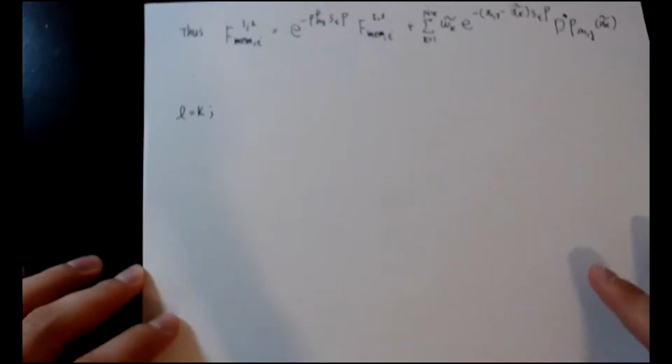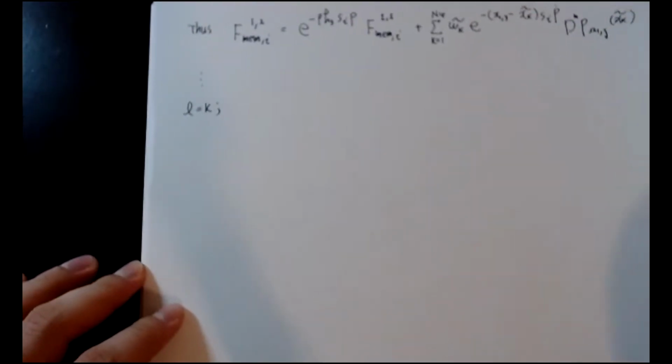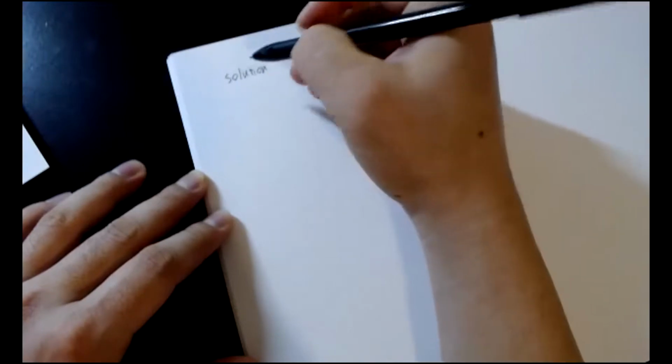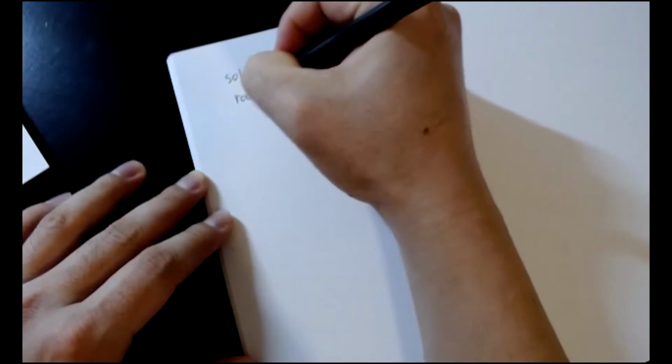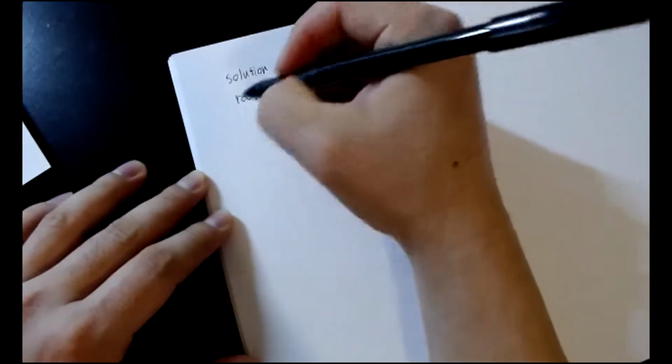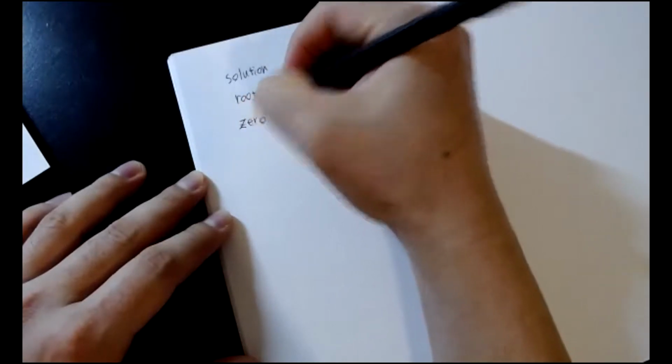All right, so in this video, I'll cover 3.2, zeros of polynomial functions. First, you need to understand the meaning of three terminologies: the solutions, and then root, and then zero.